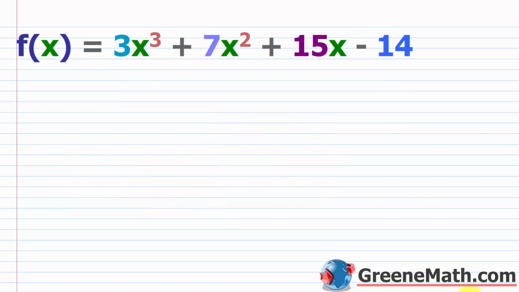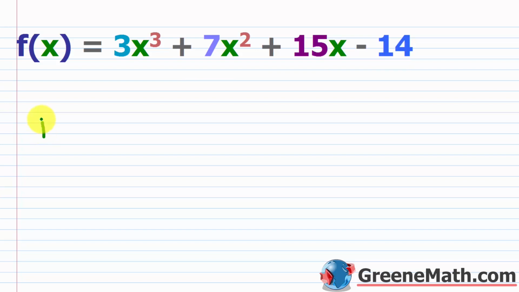All right. I want to wrap up the lesson and just look at one more of these. Again, we're just trying to get the concept down. We're not really trying to get zeros at this point. We'll do that as we progress. So we have f of x equals 3x cubed plus 7x squared plus 15x minus 14. So what are the possible rational zeros?